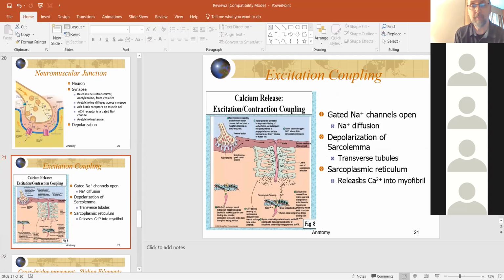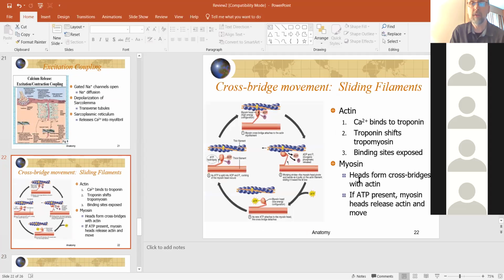Okay, in excitation coupling, this is going to spread from that neuromuscular junction all across the membrane of the cell into the transverse tubules, and there it will cause the sarcoplasmic reticulum to release calcium into the myofibril. Calcium triggers the interaction between actin and myosin. When calcium winds up there, it binds to troponin, and that shifts tropomyosin so that binding sites on actin are exposed. Then the myosin has heads that can reach over and grab the actin and pull it past.